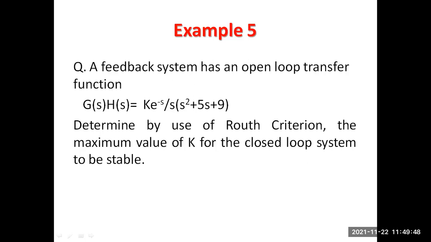Now this kind of thing, e to the power minus s something, will be given. Okay. So again your process is the same. You will first form the characteristic equation. Characteristic equation is 1 plus G(s)H(s) equal to 0. So you will substitute this value, that is K into e to the power minus s by s into s square plus 5s plus 9.